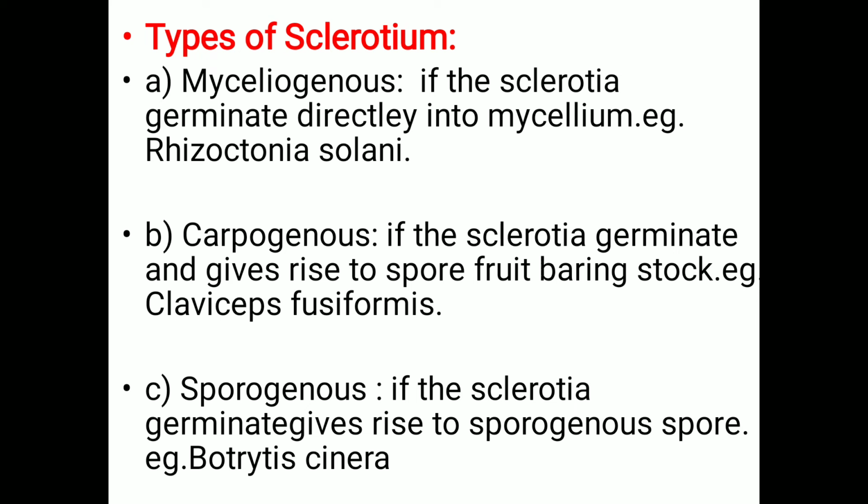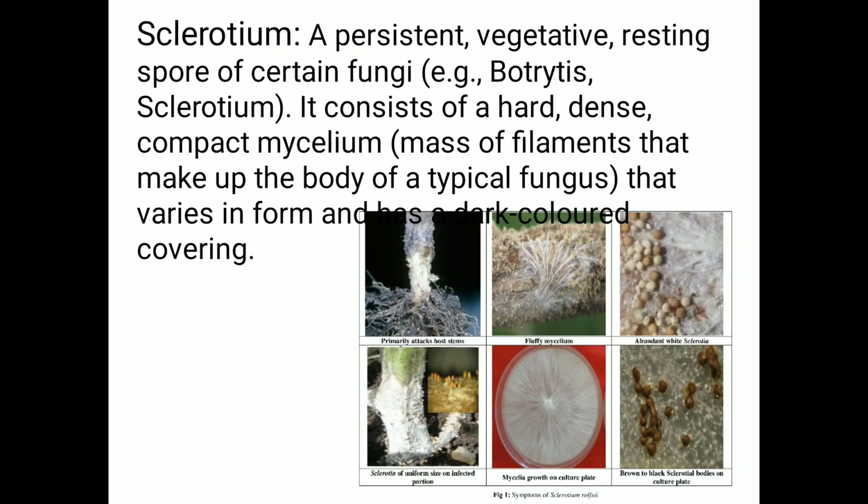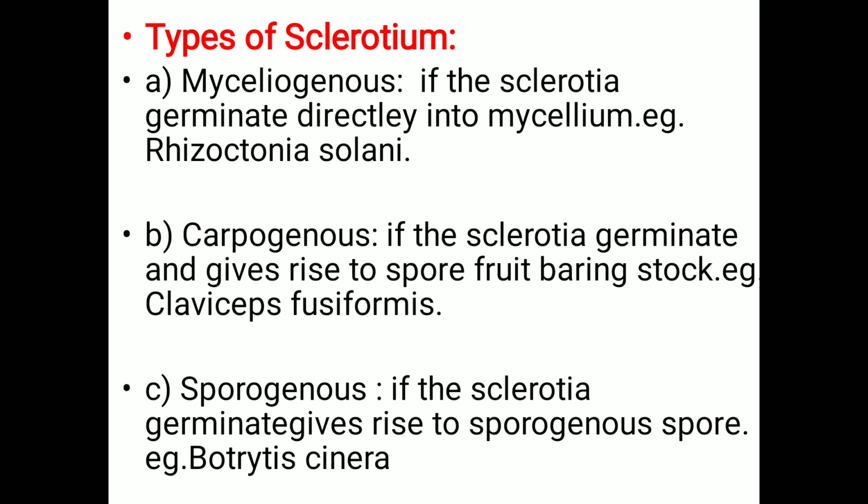So very simple, myceliginous sclerotium. That means if the sclerotia, or mustard-like seed, germinate directly into the mycelium, that is, from that seed-like structure of the fungus, after the germination of the sclerotium there is development of fungus or mycelium, then it is called myceliginous. For example, Rhizoctonia solani. After the germination of sclerotia, they are converted into the mycelium.